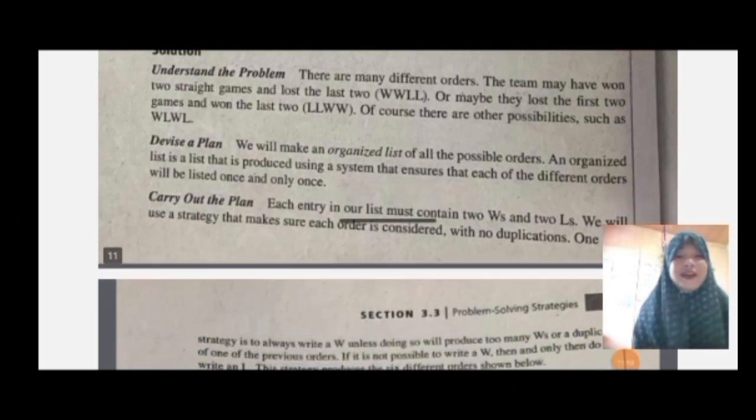And for devise a plan, we will make an organized list of all the possible orders. An organized list is a list that is produced using a system that ensures that each of the different orders will be listed once and only once. And carry out the plan. Each entry in our list must contain 2 wins and 2 losses. We will use a strategy that makes sure each order is considered with no duplication.